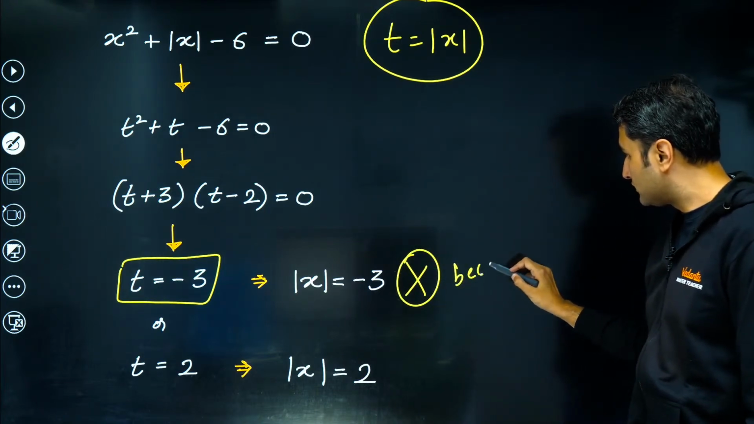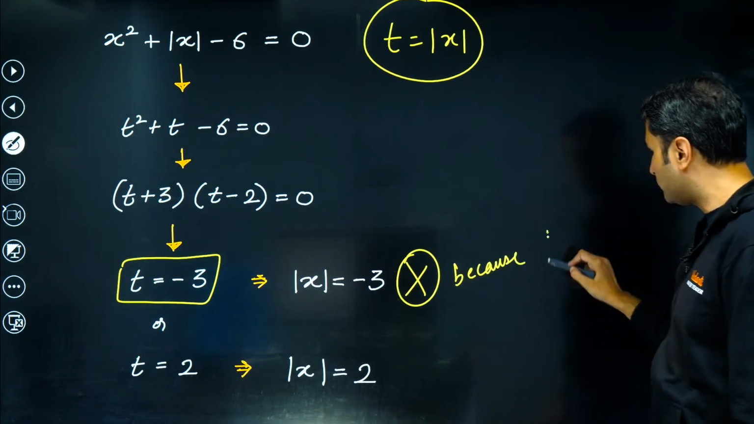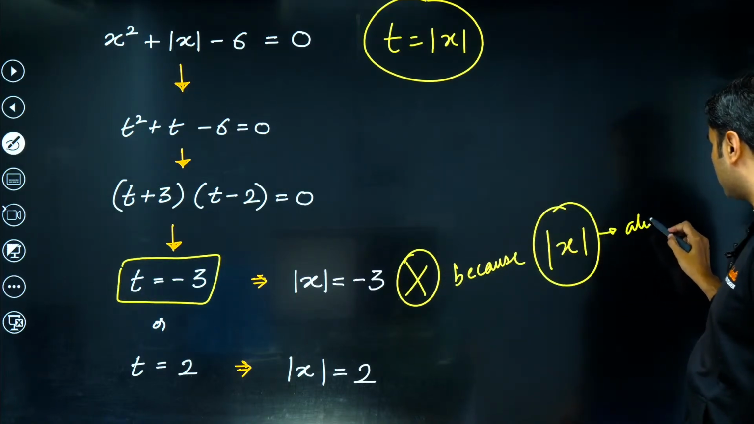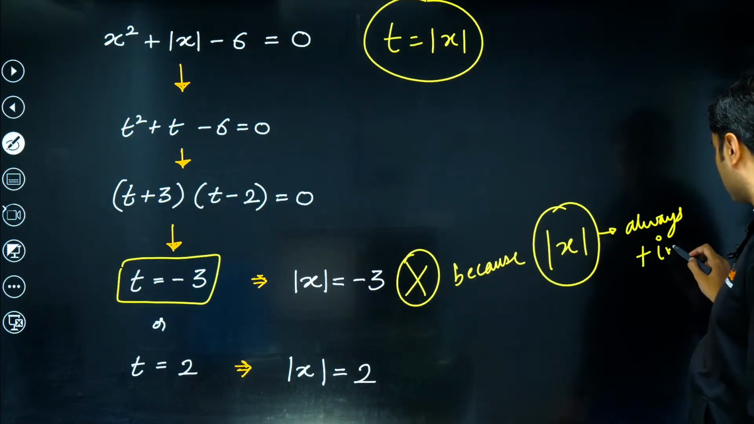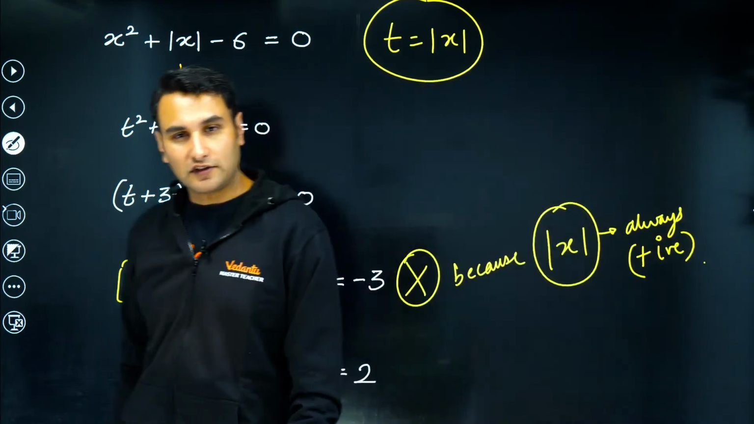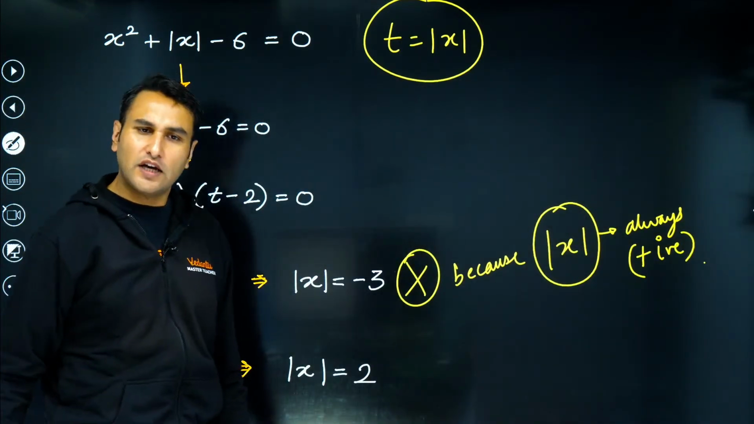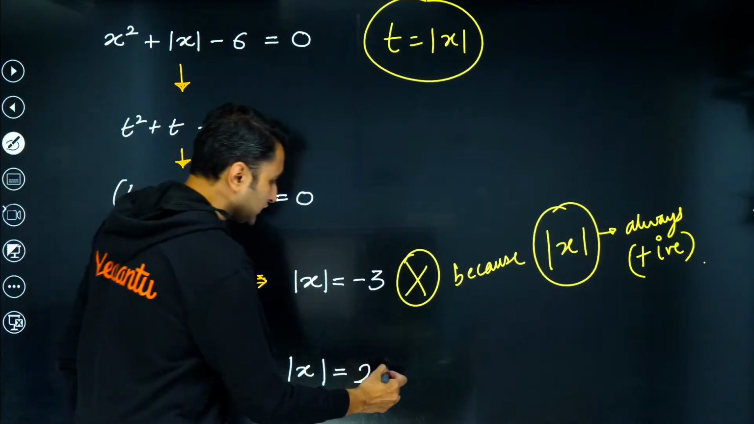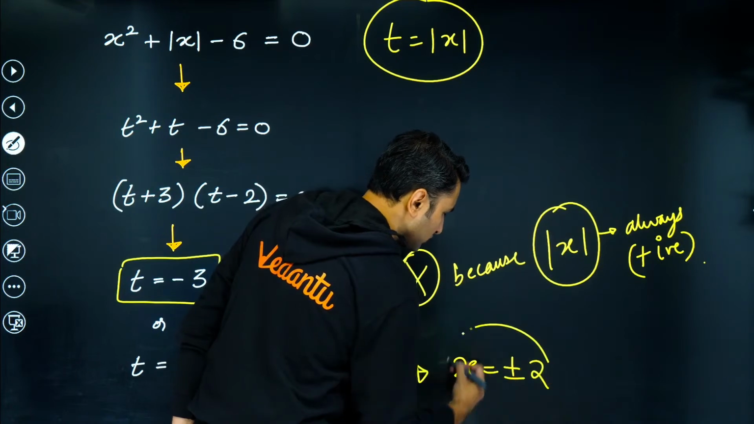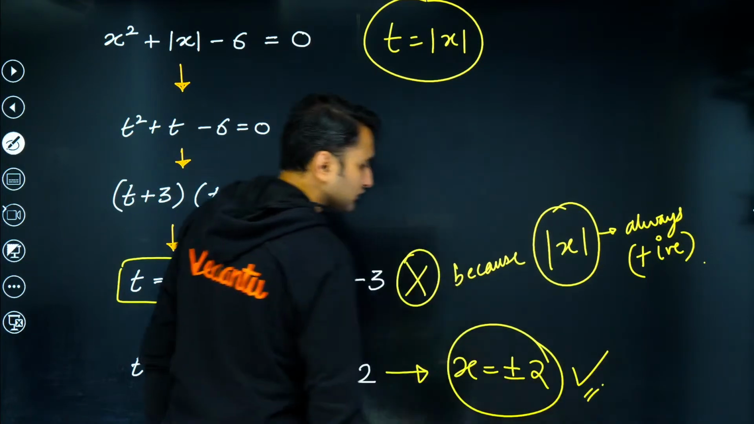Because you know that mod x is always positive. Mod x is always positive. Remember? And mod x equal to 2. Yes, no problem. You can go ahead with it. This implies x is equal to plus or minus 2. That's the only solution you have.